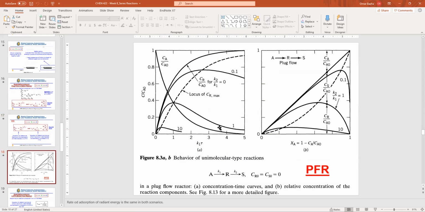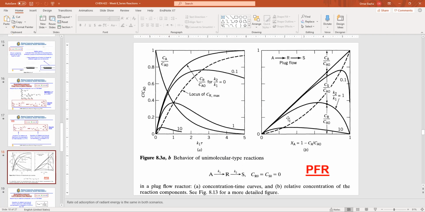So in this case, I need to look at the line where K1 over K2 is equal to 1. I'm looking at this line right here, and the maximum of this line will occur at this point, where K1 tau is equal to 1, and C over CA naught is maybe 0.38. So the CR maximum over CA naught is about 0.38, and this occurs at a K1 tau value of 1.